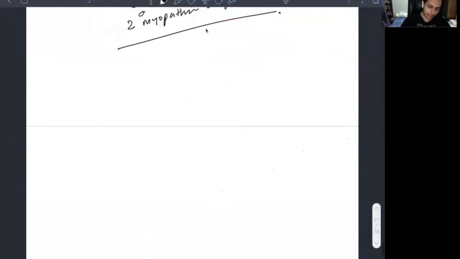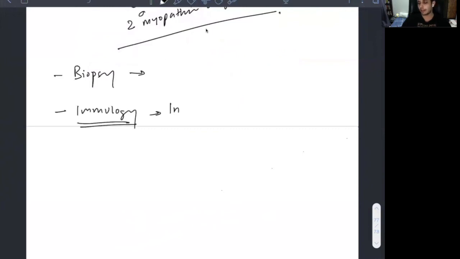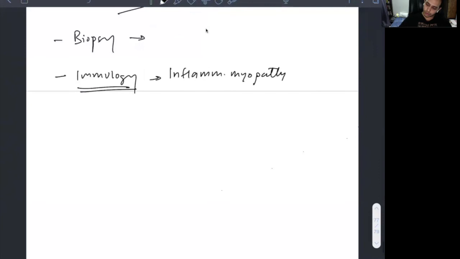And finally, the tests that you can do is you can do a muscle biopsy and put it under microscope and see if the muscle fiber is okay, or is there inflammatory cells in the muscle fibers, is there fat deposition in the muscle fibers. So a biopsy is very useful, and you can do immunology. So immunology for your inflammatory myopathy. So you can do an anti-Mi2, for example.